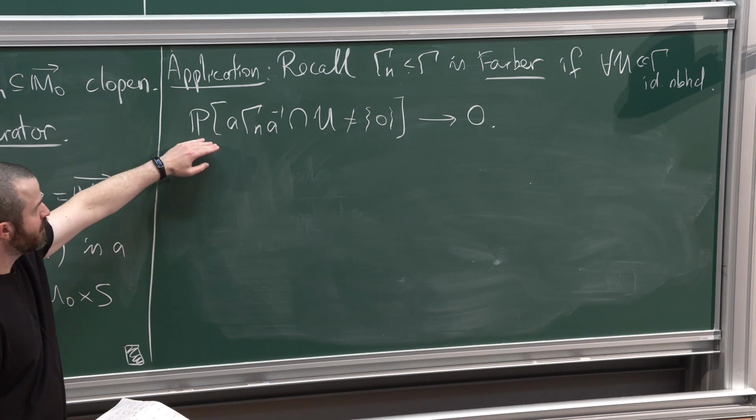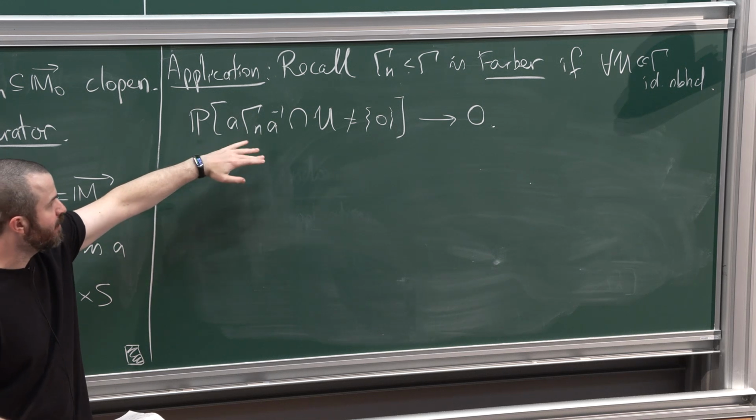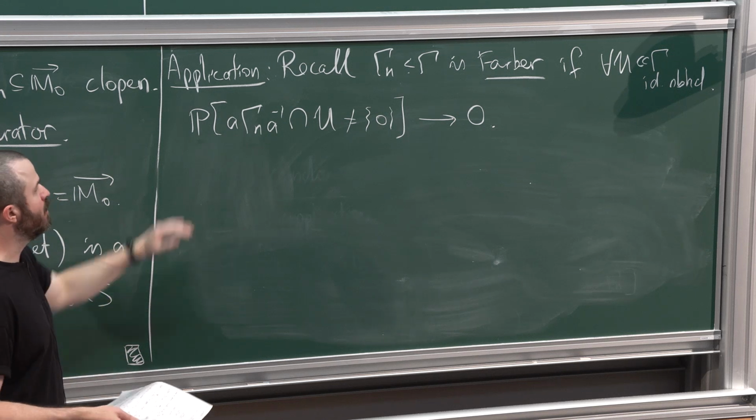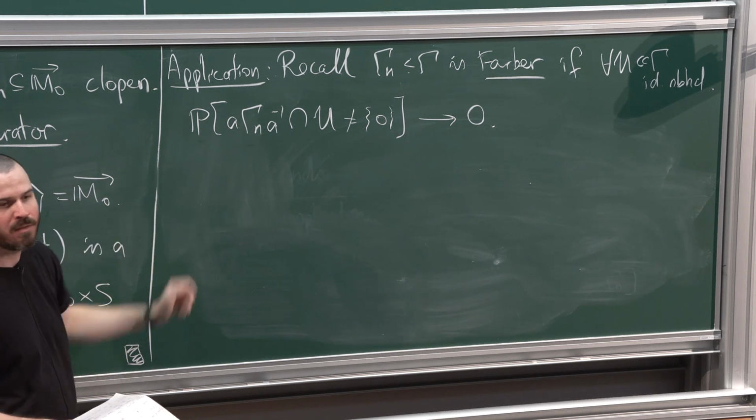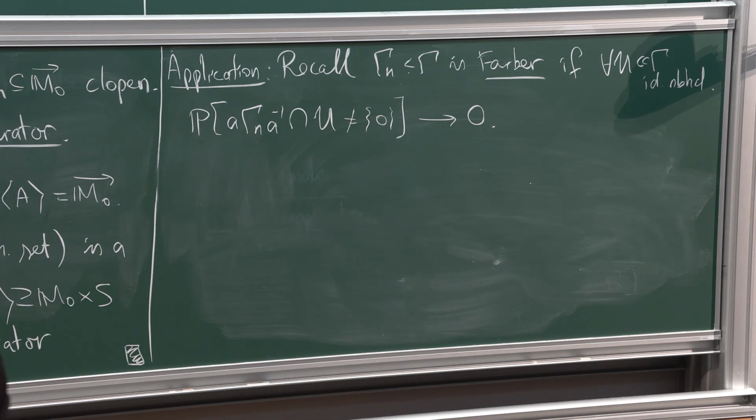By the way, the condition is that there exists A such that that intersection is not 0. This is a probability, so it's for most. This subgroup has finite index, so it has finitely many conjugates. The measure of the set of A's that satisfy it, I write it as a probability. Right, so this is the Faber condition.